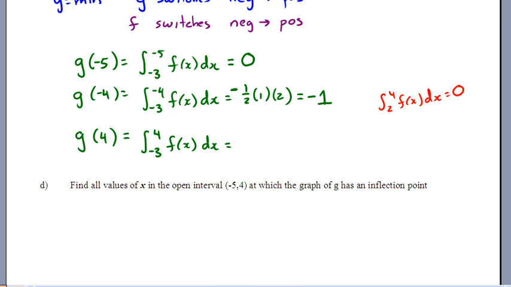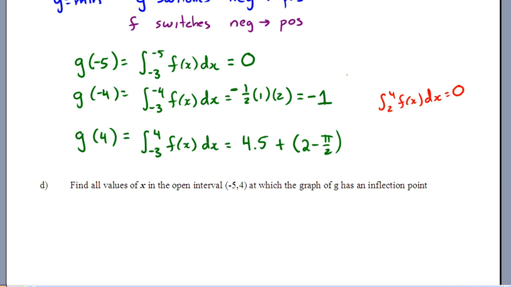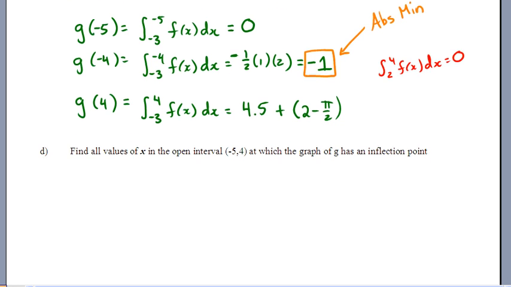This is definitely going to be a positive answer. It is not going to be the best minimum. So I'm kind of wasting my time here a little bit, but that's okay. 4.5 for the trapezoid, that was the integral from -3 to 0, plus this new little section, which is going to be 2 minus pi over 2, which is clearly positive, right? And so this best answer, if I was to say, hey, I need to come up with one answer here, it's this one right here. That is going to be my absolute minimum. So it'd be -1.